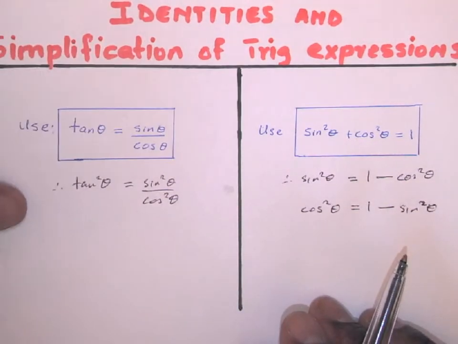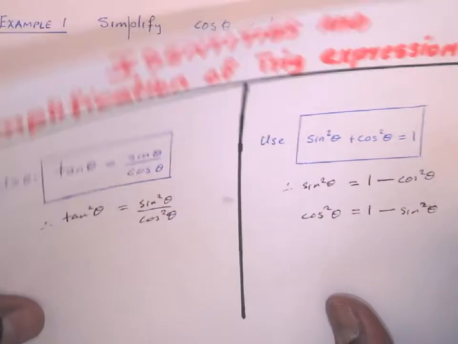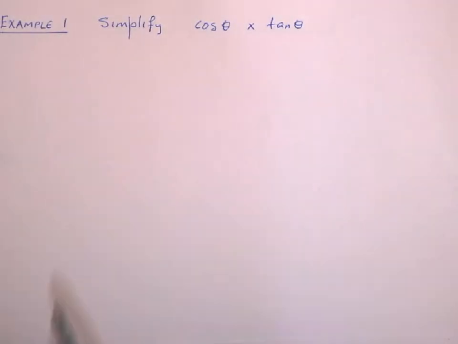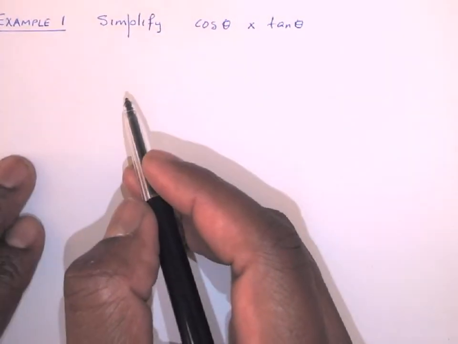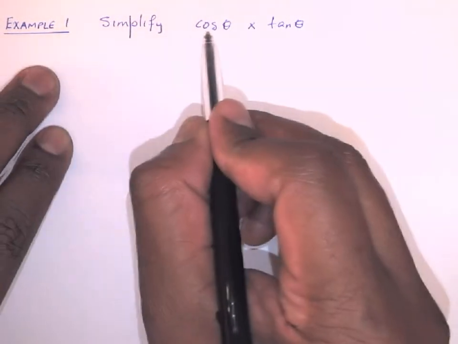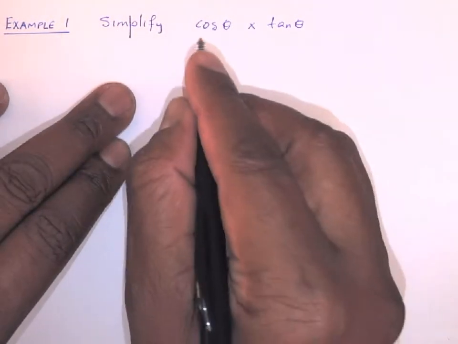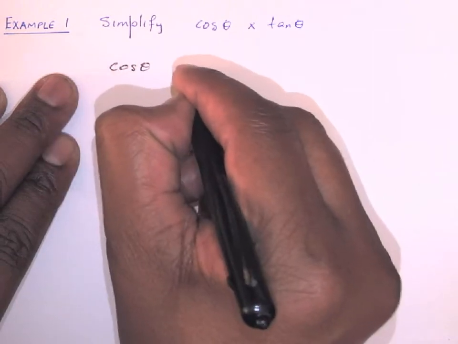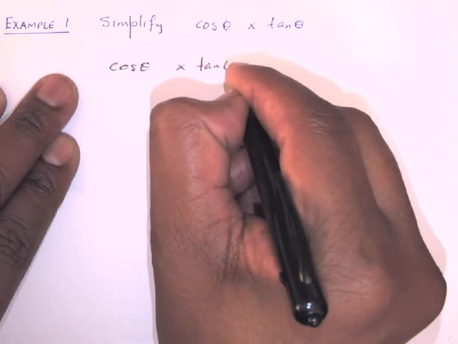You will see when we simplify some of the expressions when we use these things. Let's look at some examples. Here's example 1. They say here, simplify cos theta times tan theta. So I've got to simplify this. Let's rewrite this. This is cos theta, which is multiplied by tan of theta.